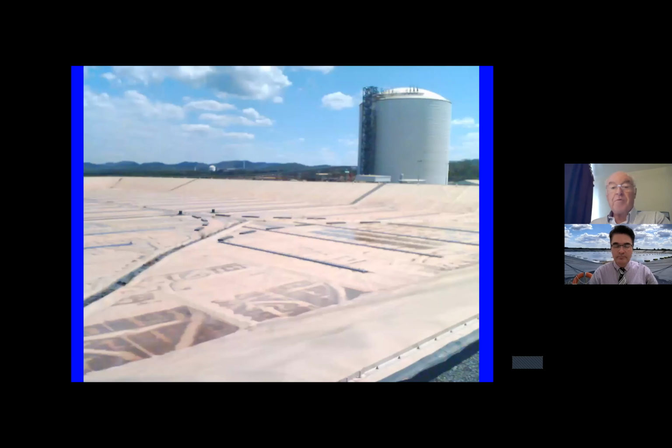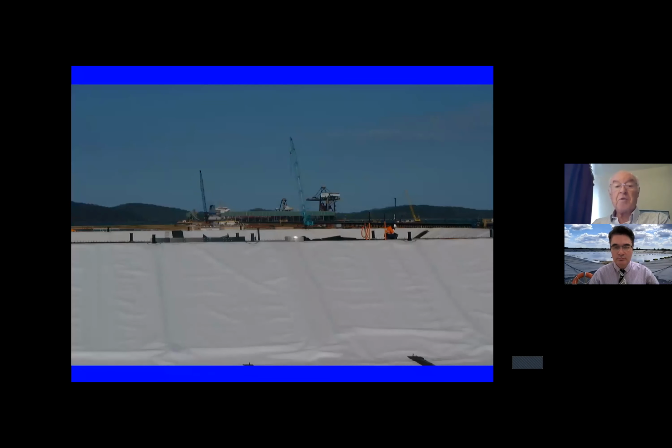This is a view of the first of those reservoirs, and in the background is one of the steel tanks that it replaced because it was cheaper to use the geomembrane reservoir. It's a picture looking the other way over a couple that are being constructed down to the dock where the ships would come in and offload, and that's where the sodium hydroxide would arrive.